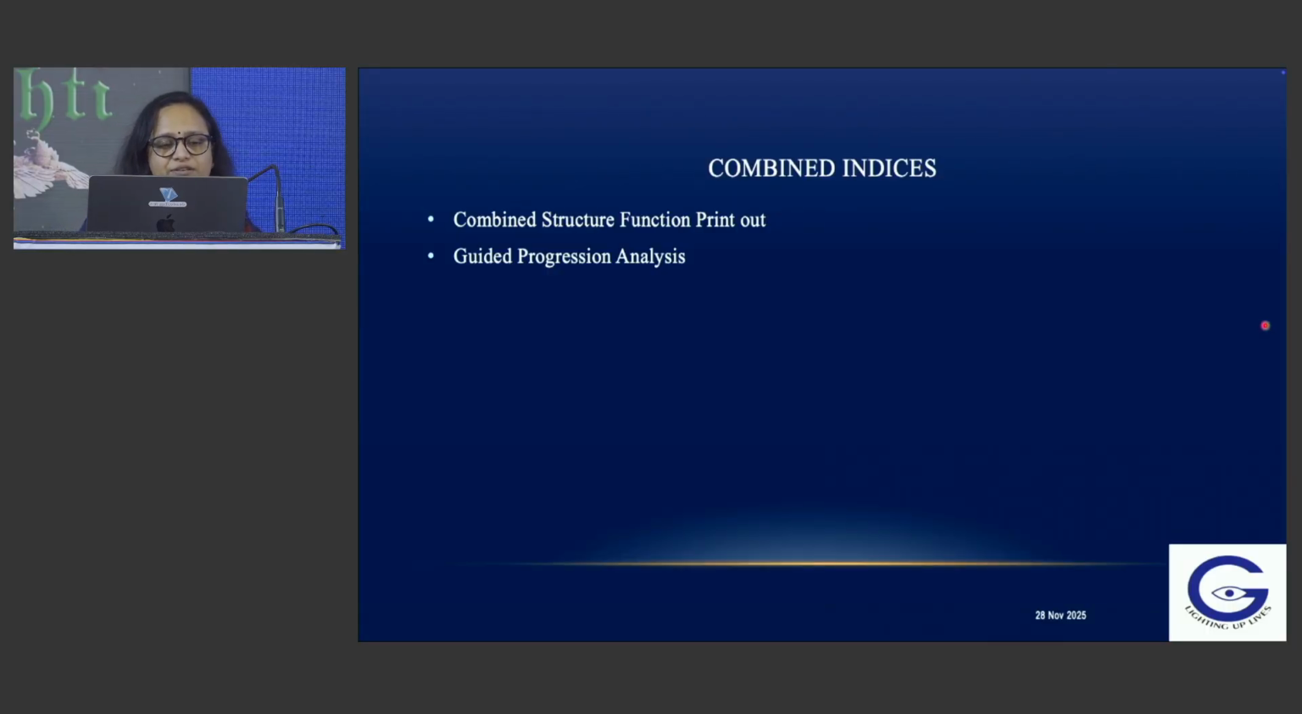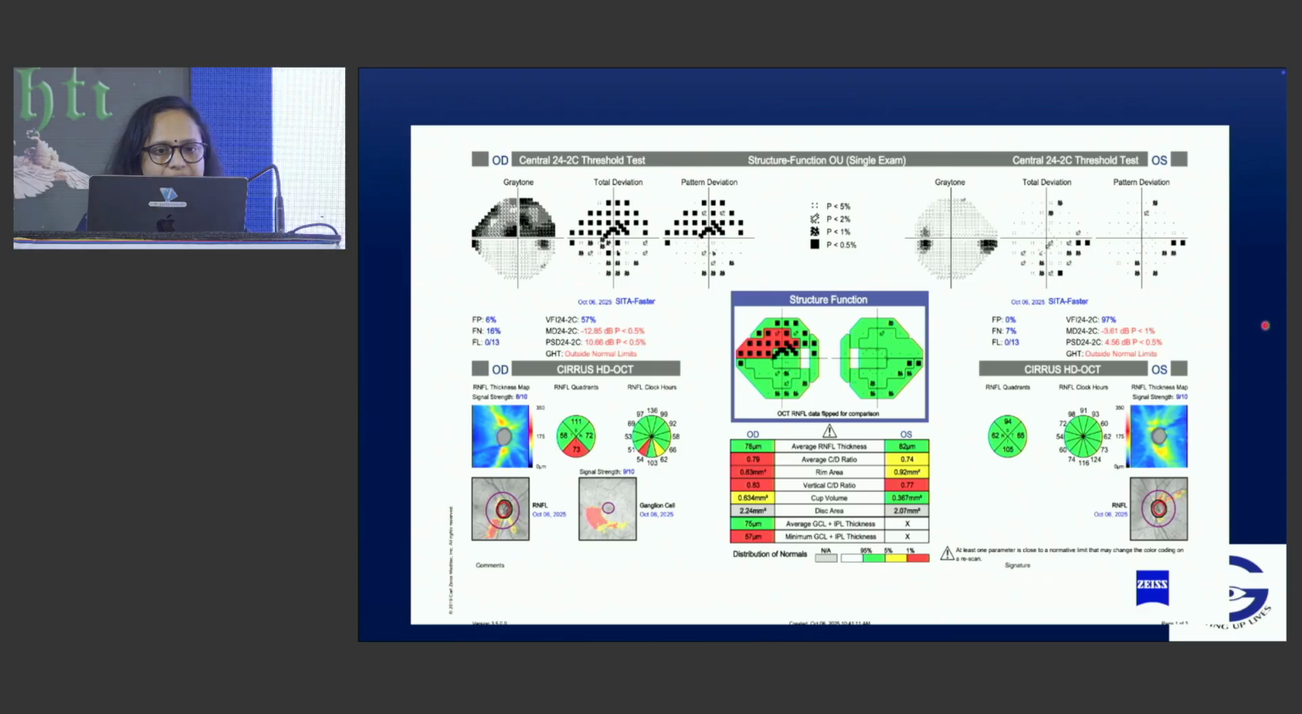You have combined structure function printout and guided progression analysis. This is the structure function printout which is already explained. You have the visual field changes. You also have the OCT, RNFL, GCL changes, and you can include the fundus picture also in this, and everything will be given in the same printout. And in the center, you can see the structure function correlation. Here the OCT RNFL changes are flipped for the comparison. So here there is a superior arcuate defect and the red area is the inferior RNFL defect.